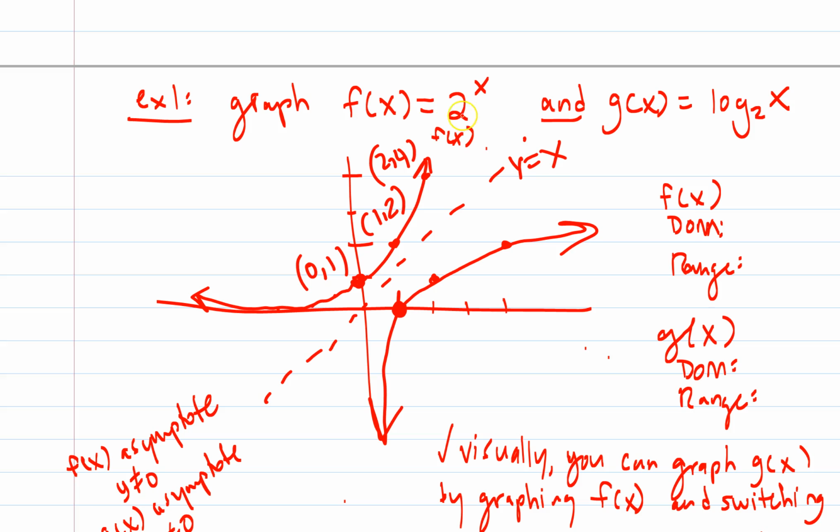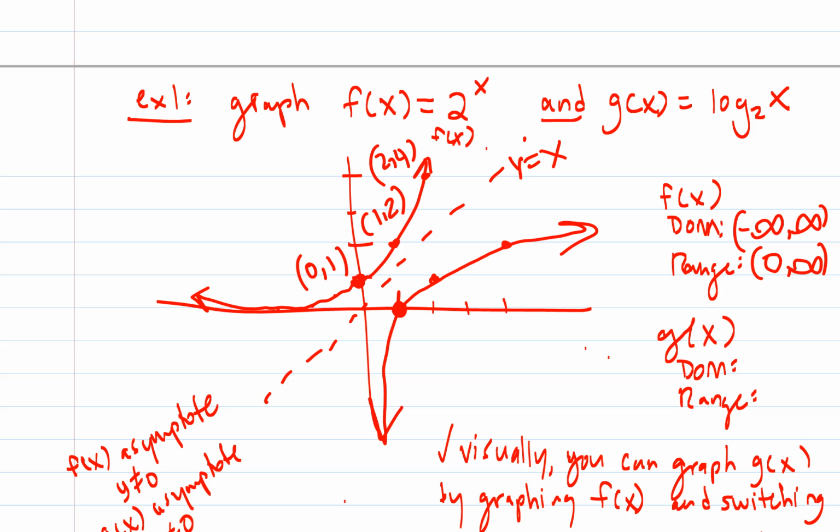Notice, for our f of x, for our exponential, the domain, x goes left forever, x goes right forever. Negative infinity to positive infinity. The range goes up forever, but it doesn't go down forever, does it? What happens is the range starts at 0 and goes up forever. Does it ever equal 0? No, that's the asymptote, so we put a parenthesis on both of these.